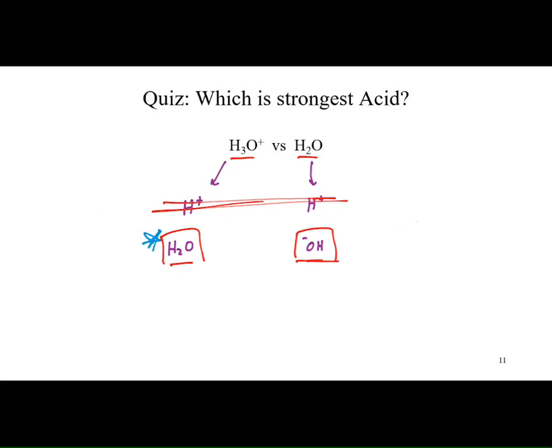Which of those two conjugate bases is more likely to form? H2O. It is more stable than the OH-. Why is it more stable? It's not charged. So we could evaluate the conjugate base stability to decide which one's the stronger acid.